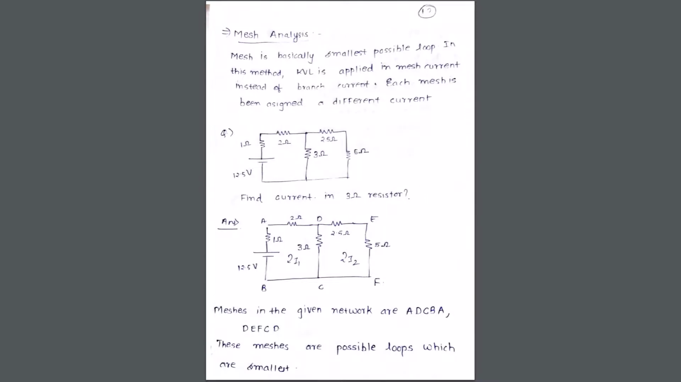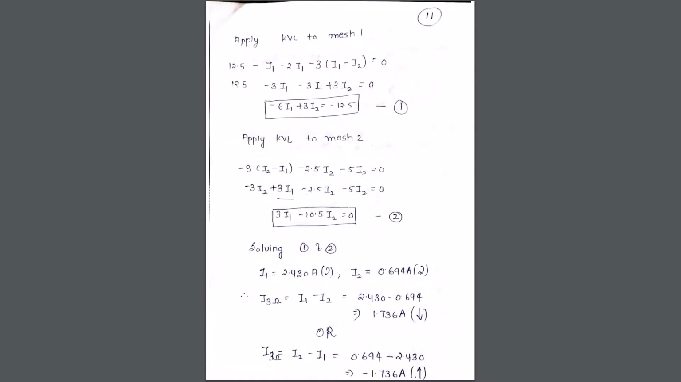So if I apply KVL to mesh 1, what is my equation going to be? I am in the clockwise direction. So I am moving towards the positive, coming out from a voltage source from a positive terminal. So it will be plus 12.5 V, minus 1 into I1, because the current direction and my moving direction is same. Again minus 2 into I1. So here you will see plus 12.5 minus I1 minus 2 into I1.